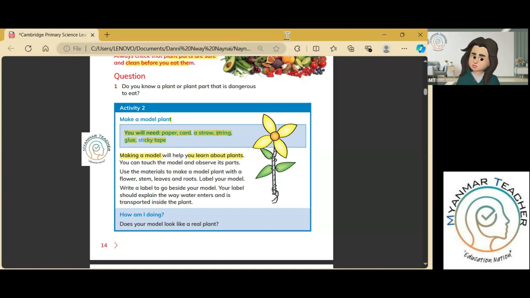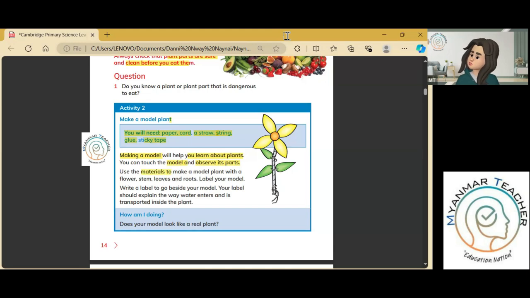And in my school, when we do NS, we have two exams. One is the written exam and one is a practical. They usually ask us to write about a project that we do, and then we have to demonstrate it, and then we also have to write about that. You can also touch the model and observe its parts. That's supposed to be the roots, the stem, the leaves, the flower, and yeah.